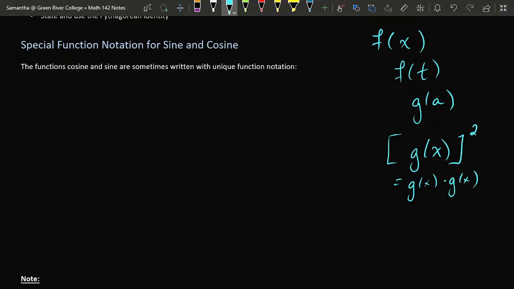Now, sine and cosine are such frequently used functions that they have naturally evolved into some special function notation, which is a little bit different from tradition. The first thing that's special about sine and cosine is that often you will see them written without these parentheses around the input.